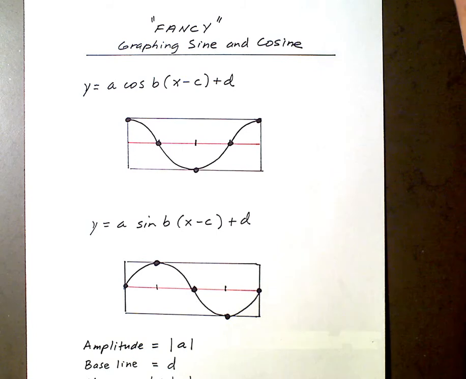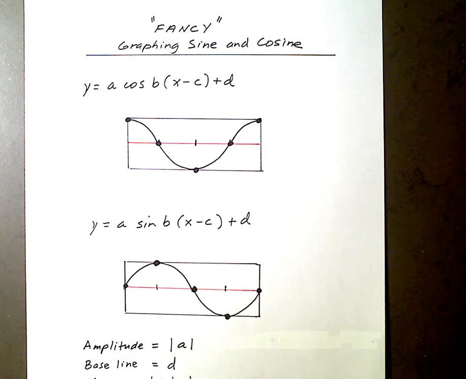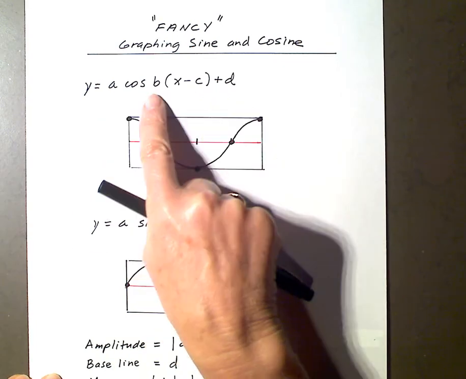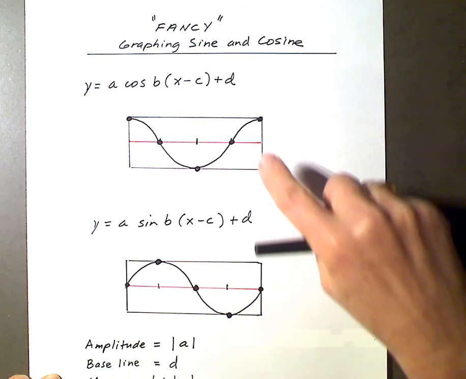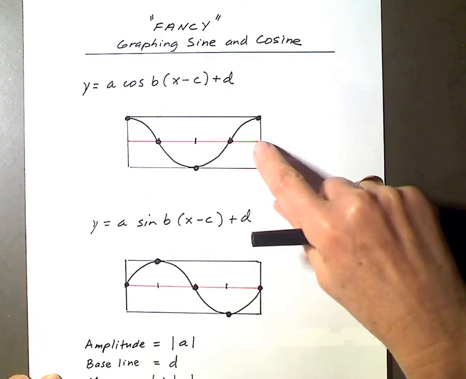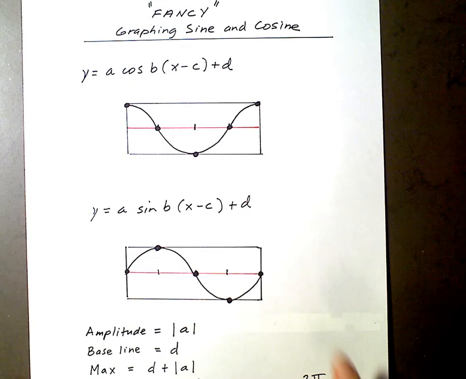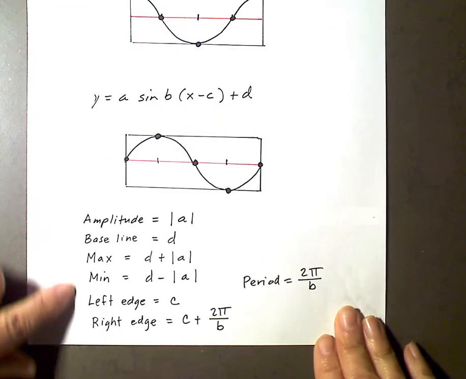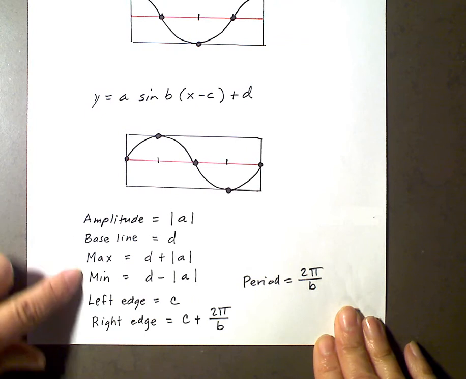Okay, this is graphing sine and cosine, and this is the second video on this. I'm going to graph a fancier one that involves changes in A, C, and D. I'll leave B out of it for now. So we'll graph a cosine function. We could have graphed either. Everything will apply to either, and we've got to remember these things from the first video.